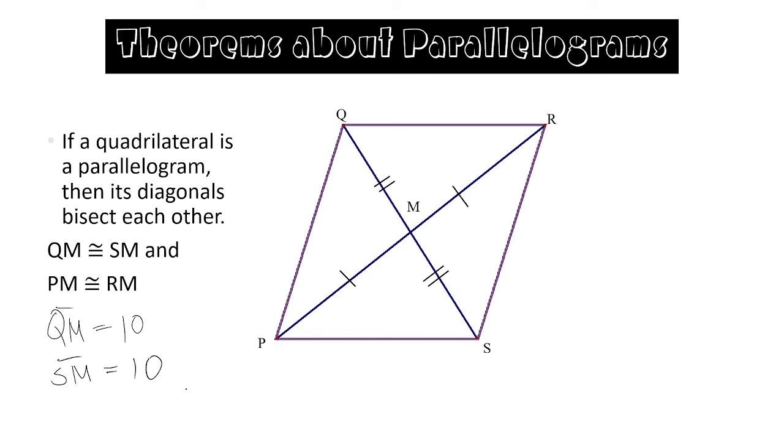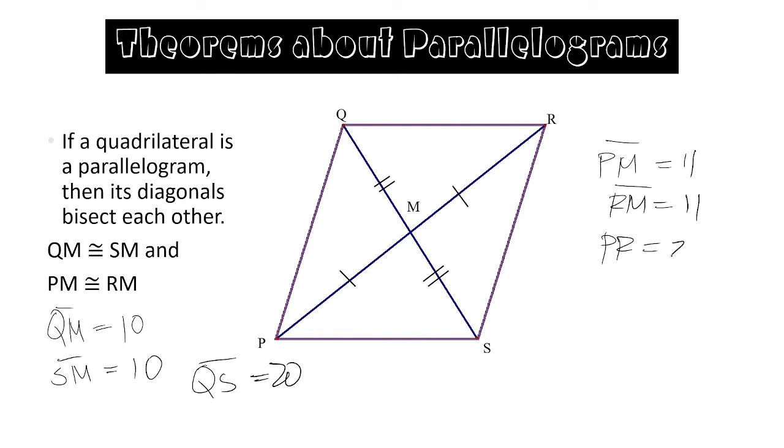And the measure of QS is equal now to 20. So same with line segment PM is equal to 11. Therefore, RM is equal to 11. And the measure of PR is equal to 22. Yan. Ganun lang yung properties ng parallelogram.